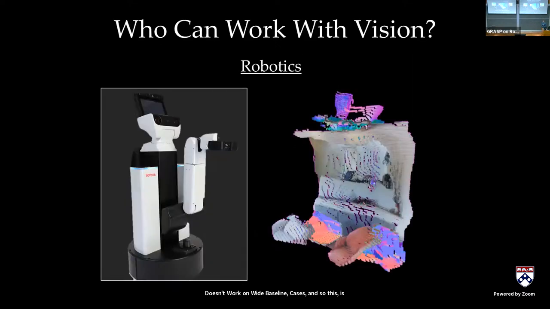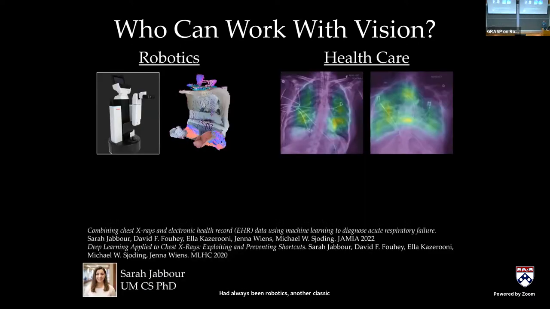Part of this is that we're trying to build techniques that would be useful for people in robotics. But one of the big questions I think is important for vision and machine learning right now is who can work with computer vision and machine learning? The classic answer for me had always been robotics. Another classic answer is healthcare, and I'm working on this right now with one of my students who's co-advised with Jenna Weens. We're working on healthcare for chest x-ray diagnosis. But these are the classic answers.